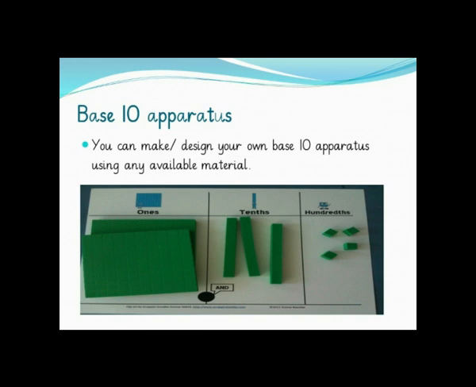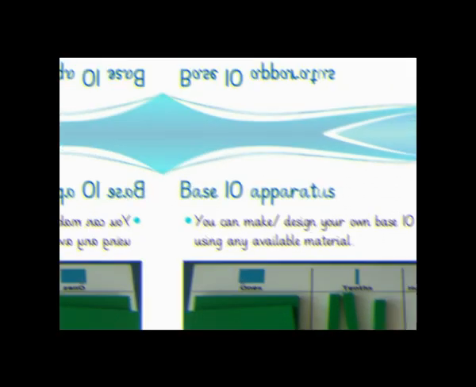Resources are always helpful to understand a new concept or something in which we are confused. If you are not provided with base 10 apparatus, you can make your own base 10 apparatus using foam sheet or any other relevant material, because this apparatus will be very helpful for you to understand specifically the topic of place value.